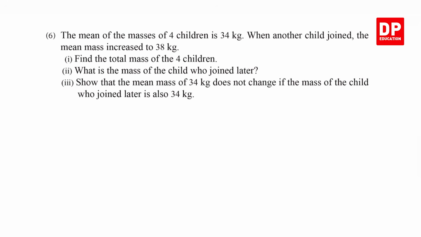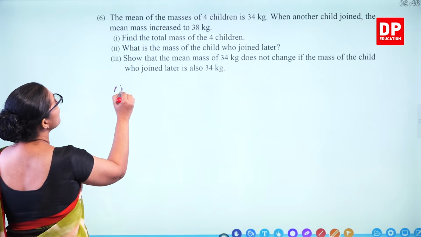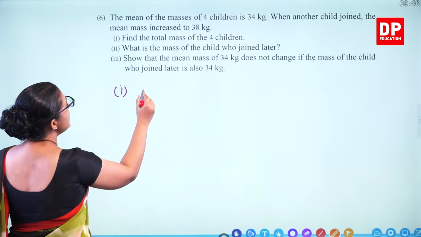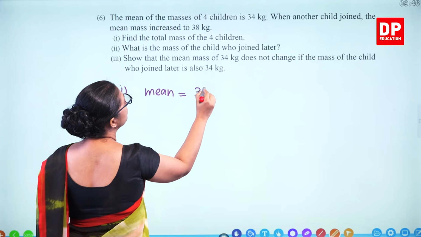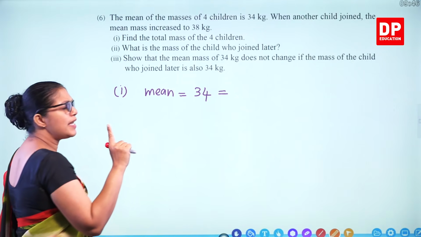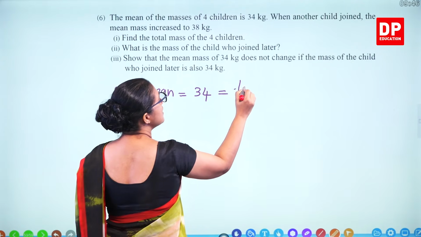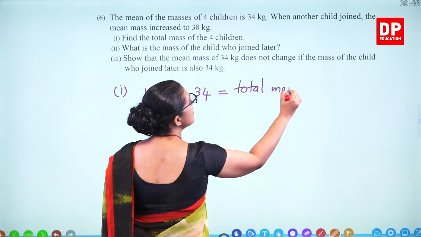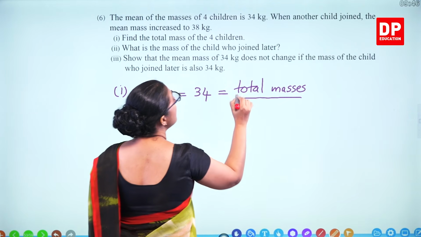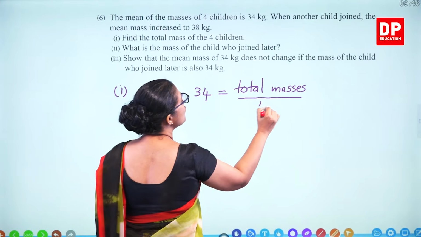The mean of the masses of 4 children is 34 kilograms. When another child joined, the mean mass increased to 38. Find the total mass of the 4 children. The mean mass of 4 children is 34. So what does 34 mean? The total of all the masses divided by number of children, that's 4.